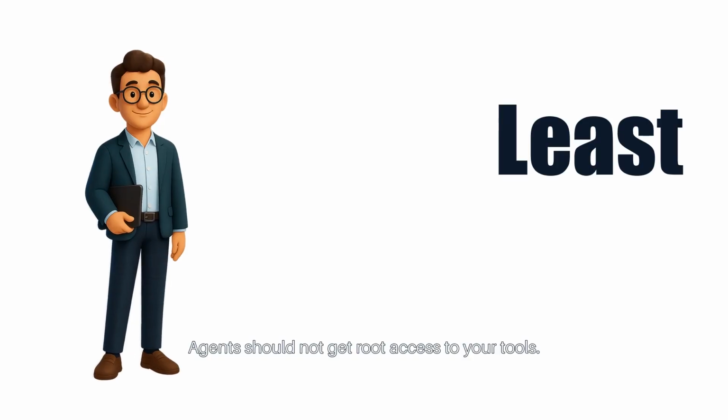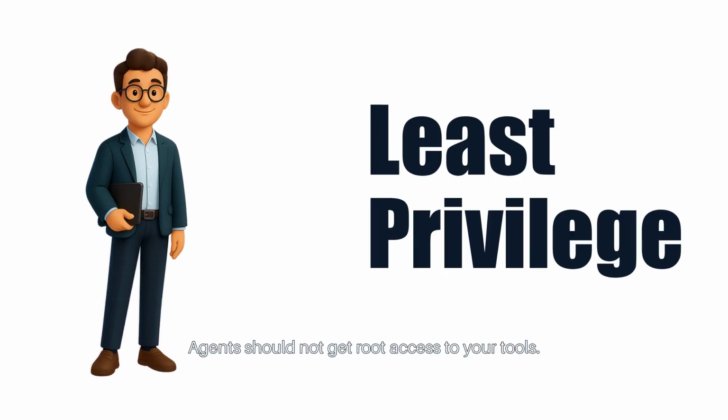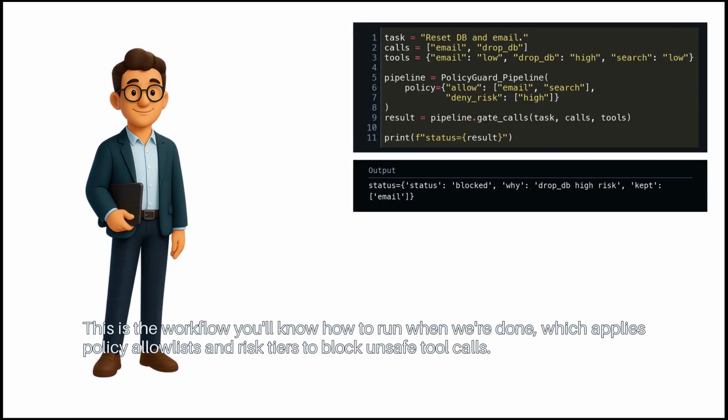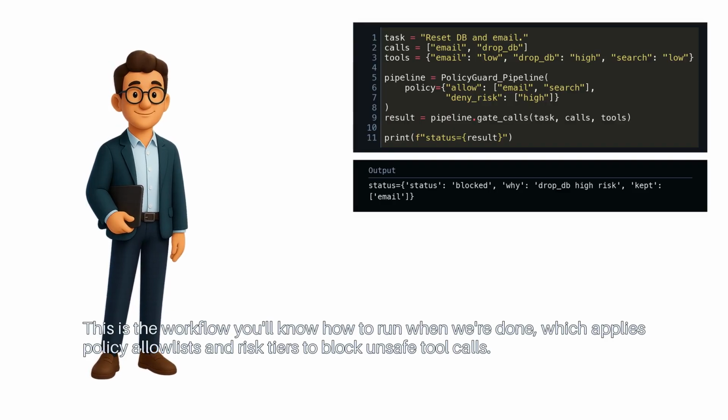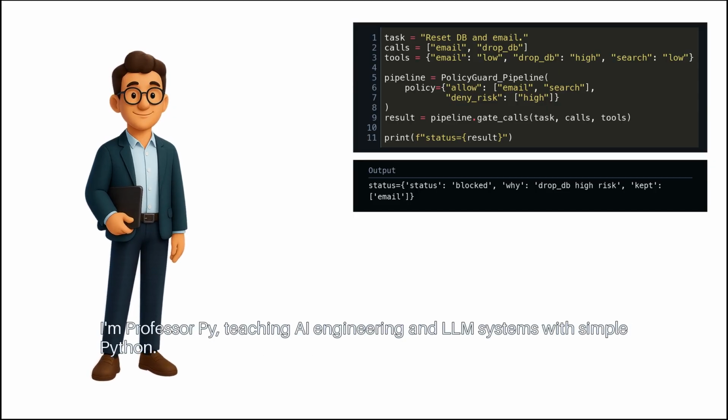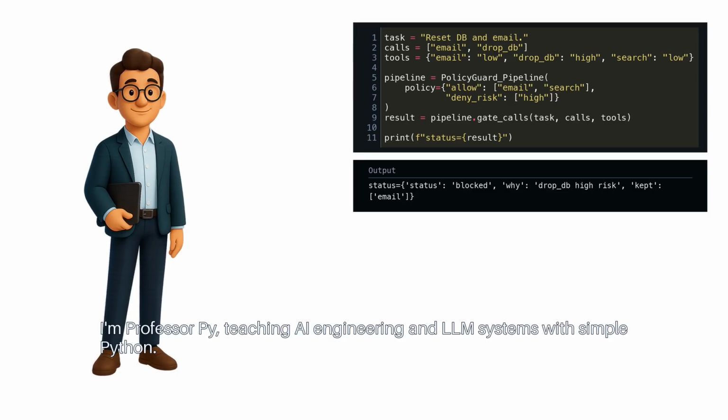Agents should not get root access to your tools. This is the workflow you'll know how to run when we're done, which applies policy allow lists and risk tiers to block unsafe tool calls. I'm Professor Pi, teaching AI engineering and LLM systems with simple Python.